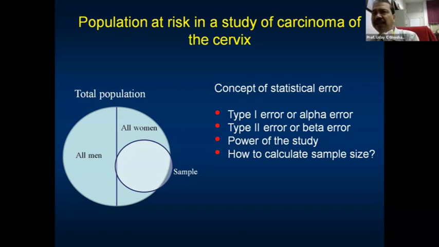Now, if you are erroneous there, then you get a sample error, a statistical error. For example, there are two types of statistical error. Type 1 error is also called alpha error. Type 2 error is also called beta error. What is type 1 error? Type 1 error means, let us say we are talking about a case control study. Let us forget about that population study. We are doing a case control study.